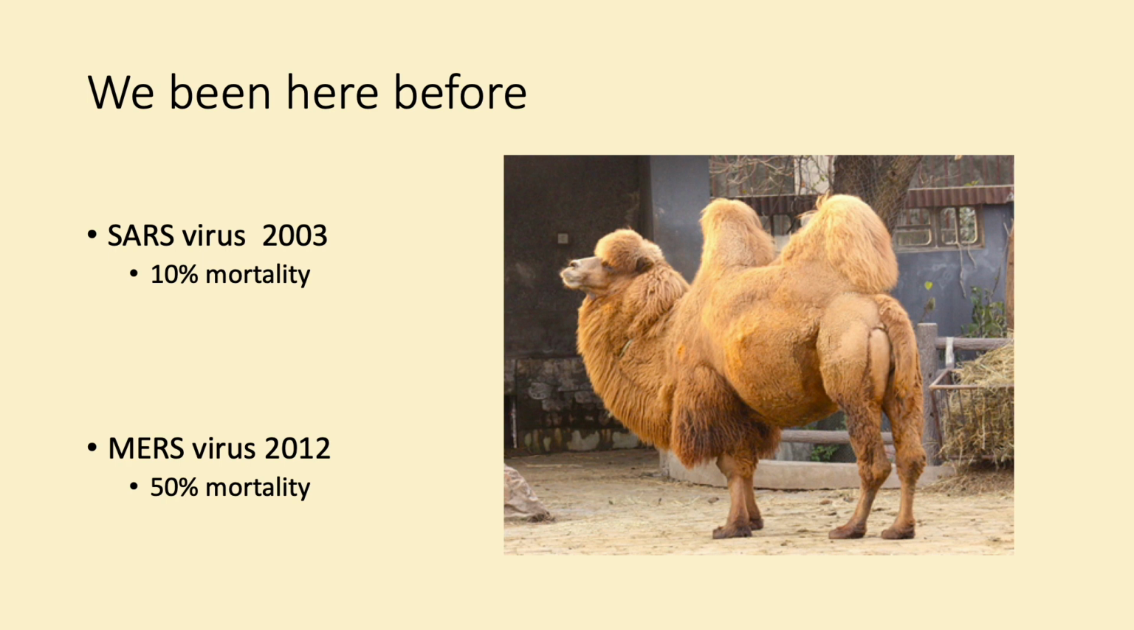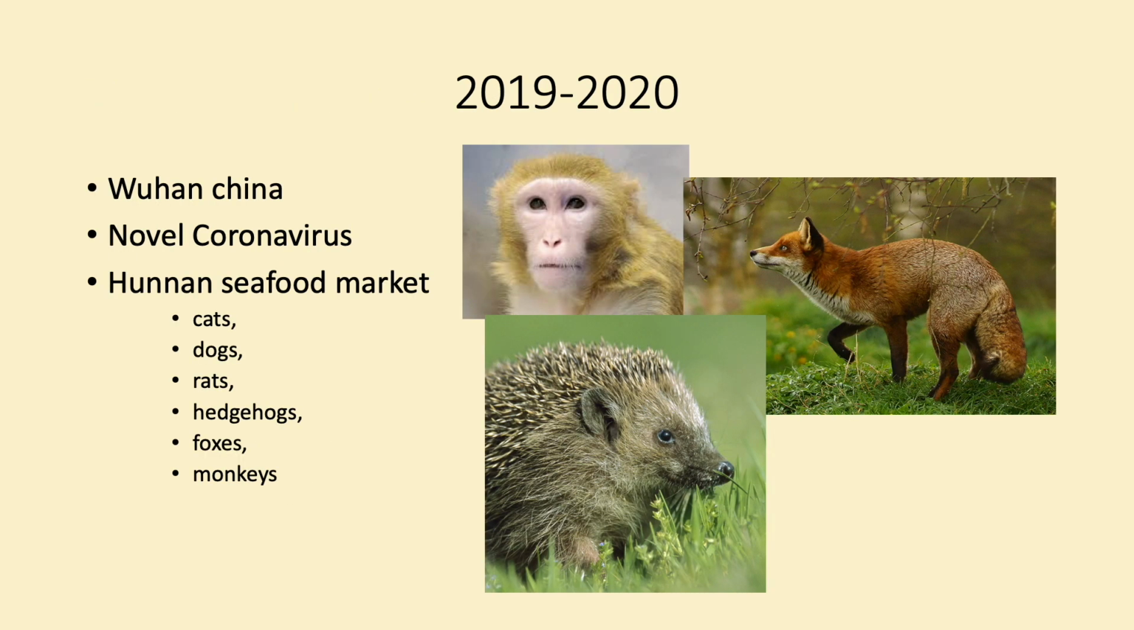Then in 2012, the MERS virus, Middle Eastern Respiratory Syndrome virus, which had a mortality rate of 50%, spread to humans via camels. Now we have a current situation. The new virus called the novel coronavirus, the infection started in Wuhan, China, apparently in the Hunan seafood market.